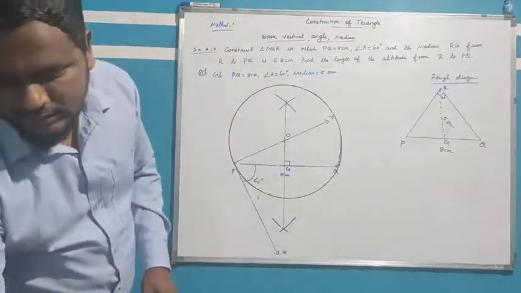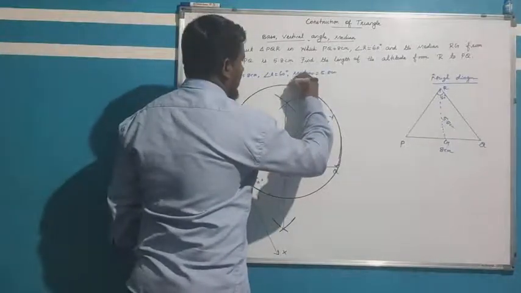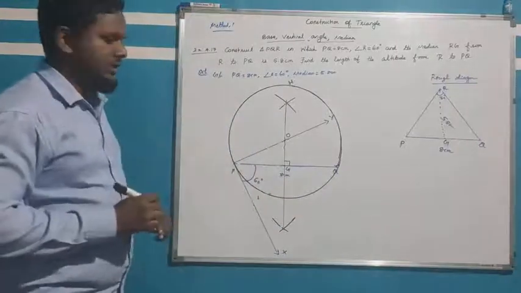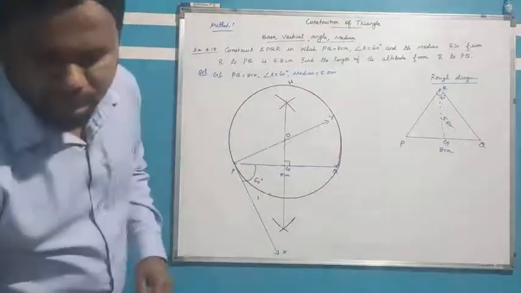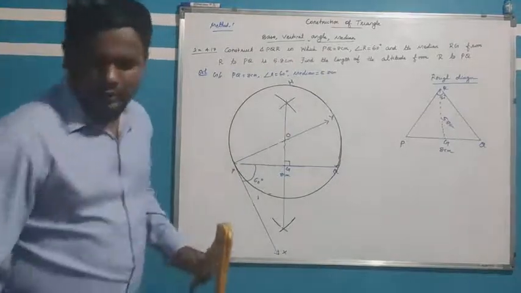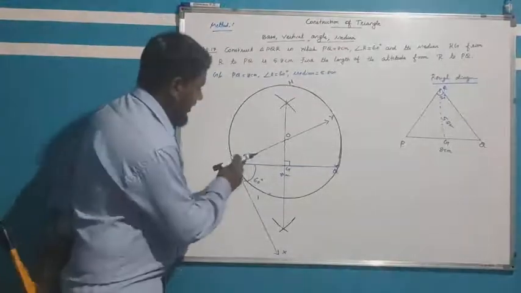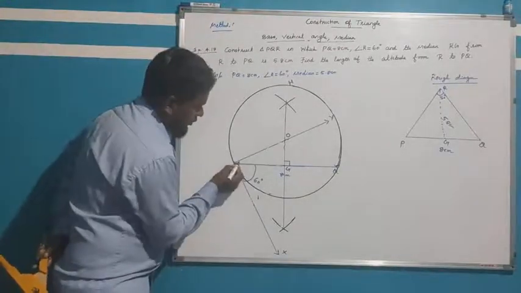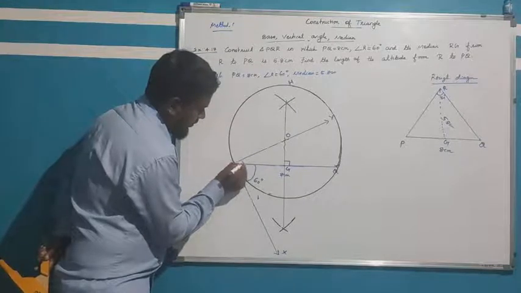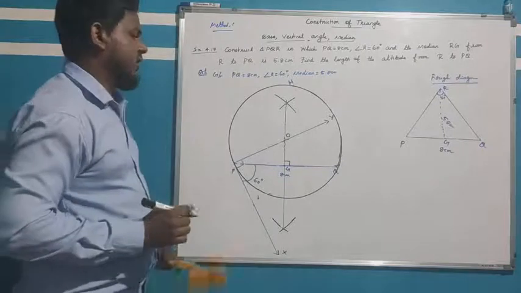So this circle's name you have to consider H. Any name you can give, so I am considering H. So then after that, before that, you have to mark the 90-degree sign. Here we took 90 degrees now, so consider the 90-degree sign here.